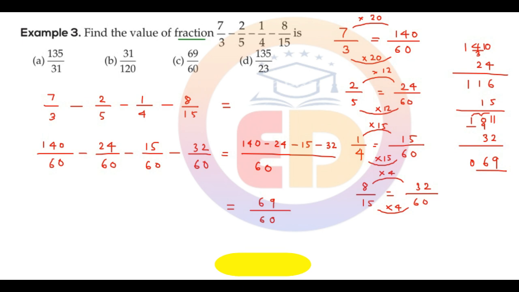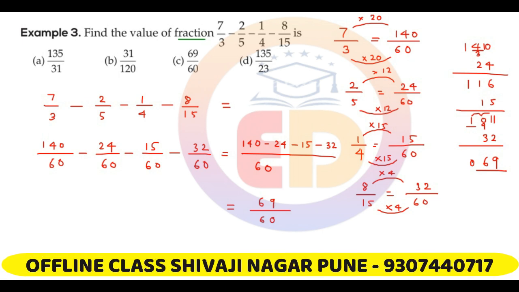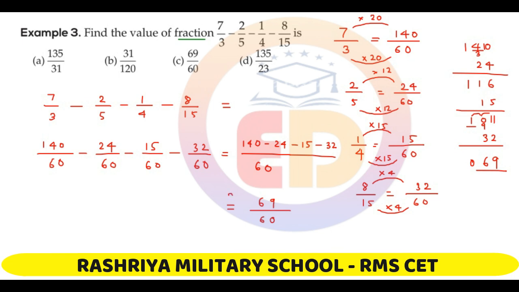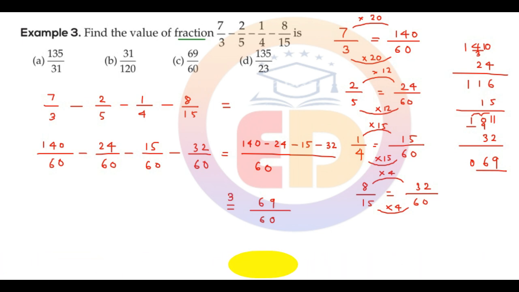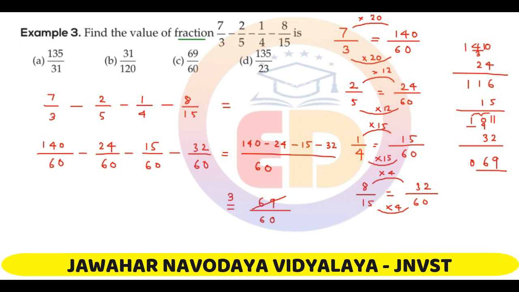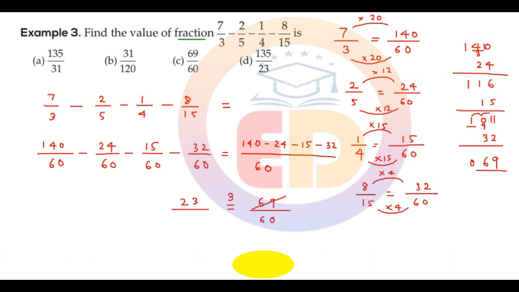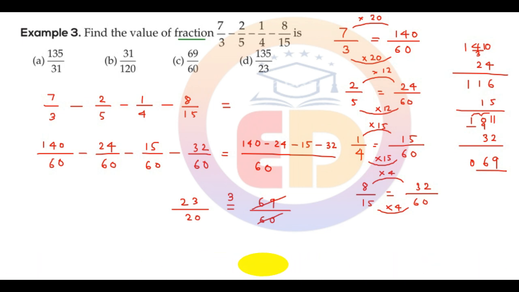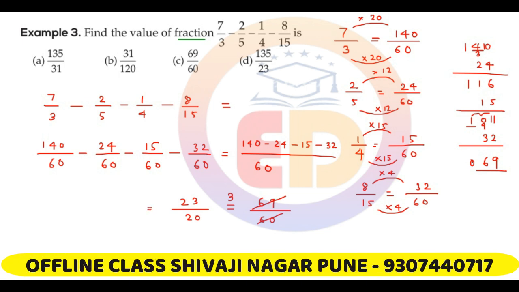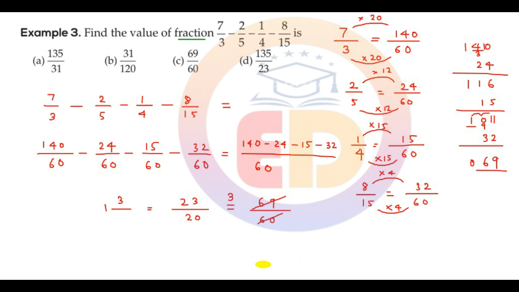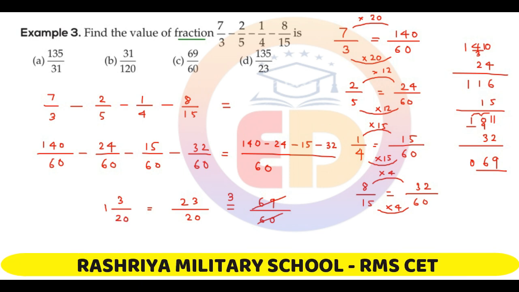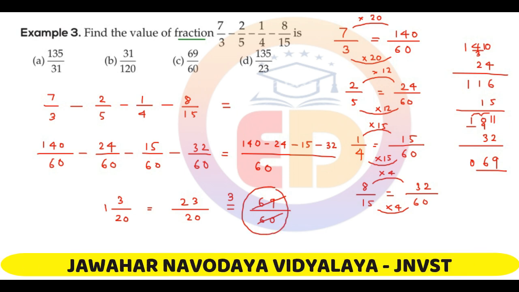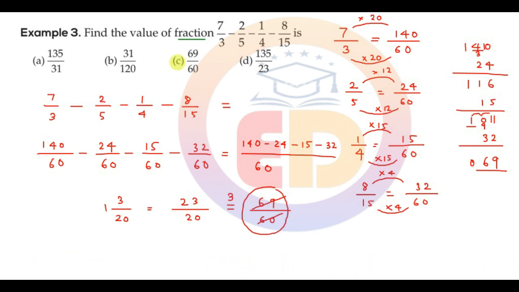Now we can always convert, or rather we should always convert the fraction to its lowest form. We can divide both the numerator 69 and 60 by 3. If I divide 69 by 3, I get 23. And if I divide 60 by 3, I get 20. We can also convert it into a mixed form. It will be 1 whole 3 upon 20. But in the options, the answer is given in the form of 69 upon 60. So my answer here will be option number C.